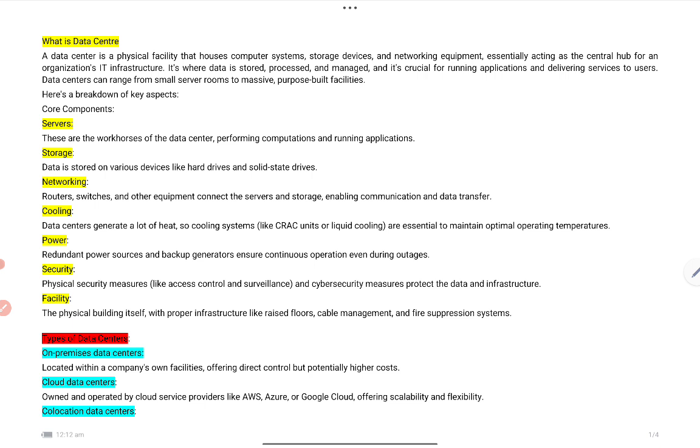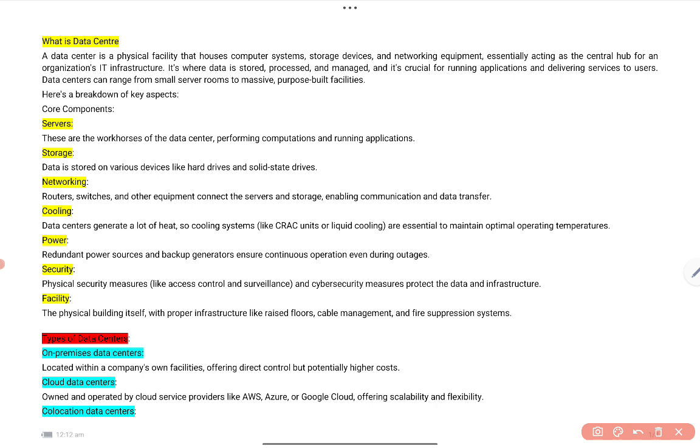Then there is security also, because data is private for every industry and every company. Because of that, security is the most important part of the data center. It's where data is stored, processed, and managed, and it's crucial for running applications and delivering services to users.